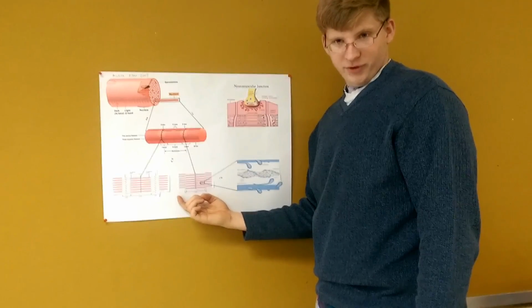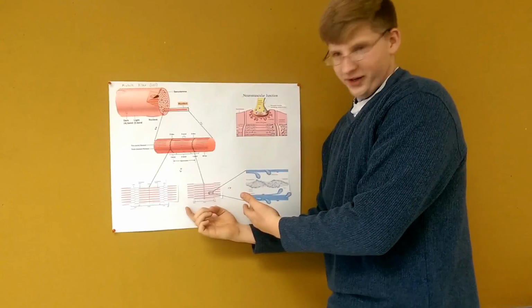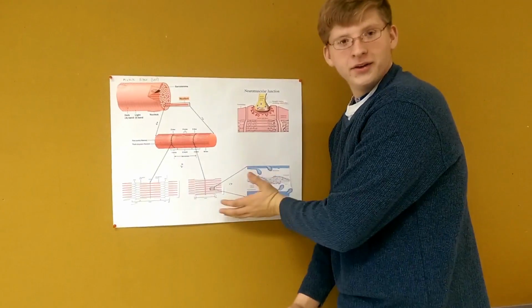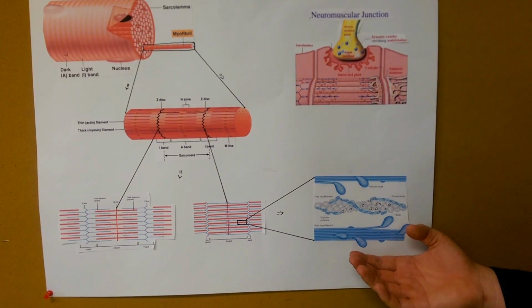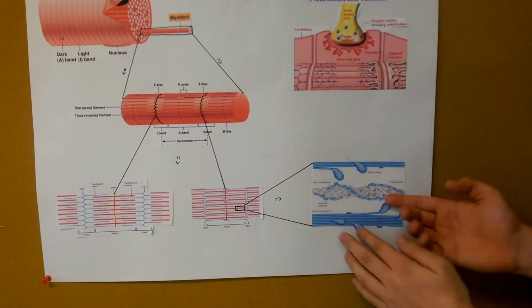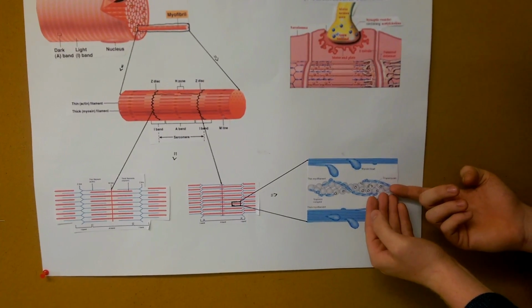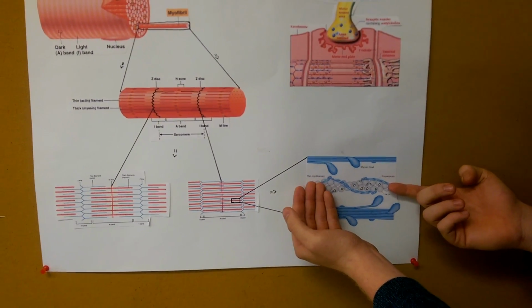The action that occurs between the actin and myosin is described as sliding. These myosin filaments actually grab onto the actin and pull it like so. They will grab it and pull it in that direction.